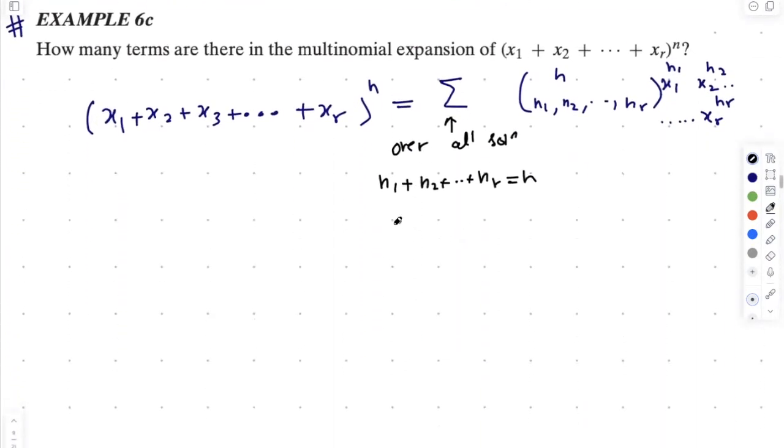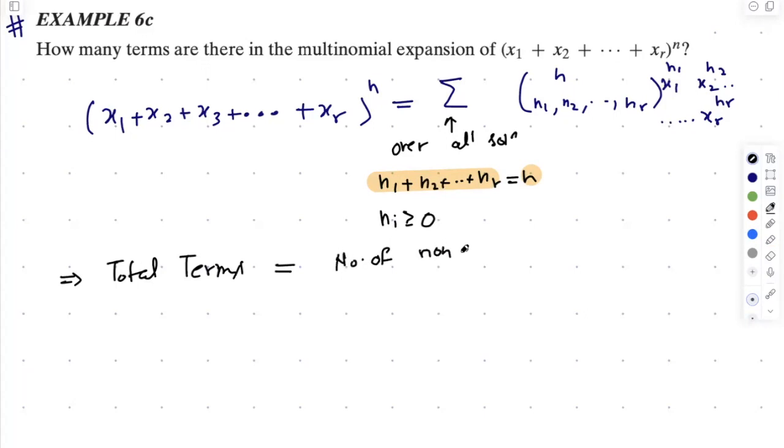So basically, there will be some exponents of x1, x2, ..., xr. It will be a term if the sum of the exponents n1, n2, ..., nr is going to be n. And each ni can be either 0 or positive. This is the condition we have. So if I ask you how many total terms there are, it is the same thing as asking you the number of non-negative solutions of the equation n1 + n2 + ... + nr = n.